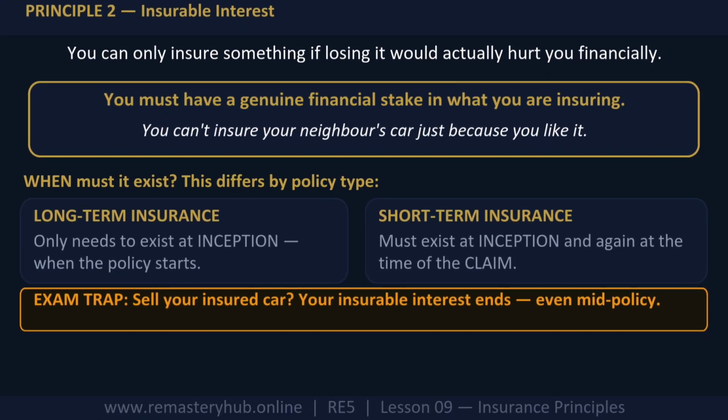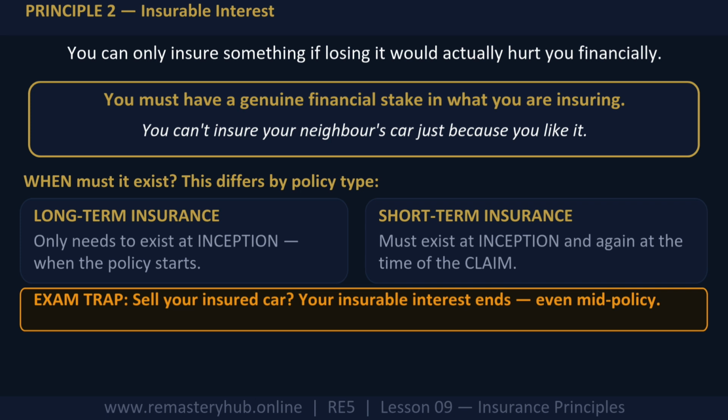Principle 2. Insurable interest. In plain words, you can only insure something if losing it would genuinely hurt you financially. You can't insure your neighbor's car just because you like it. You have no financial stake in it. When must this interest exist? It depends on the policy type.